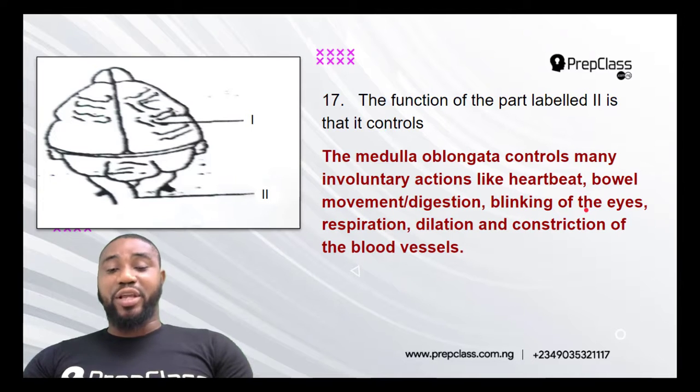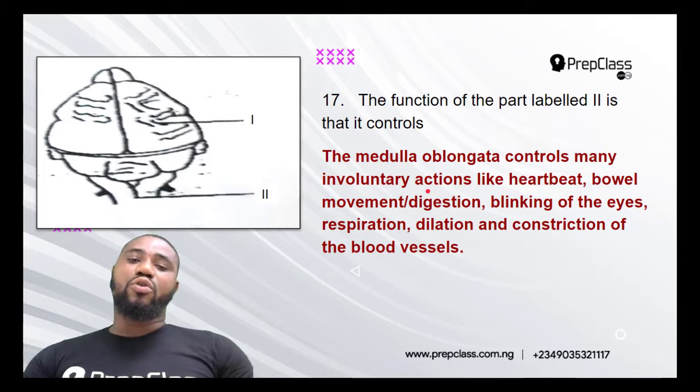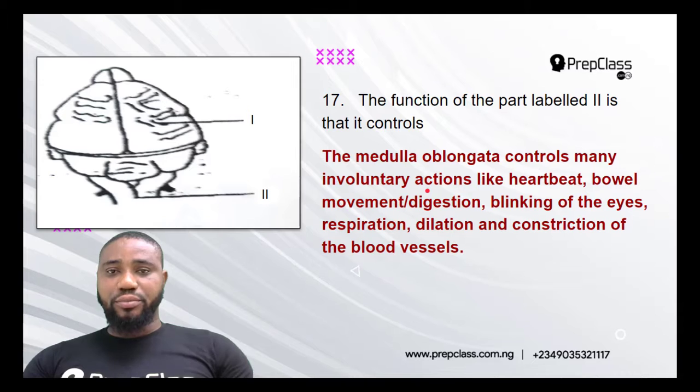But in some cases, blinking of the eyes naturally is controlled by the medulla oblongata. Respiration, your breathing in and breathing out, is controlled by the medulla oblongata. Dilation and constriction of the blood vessels, as blood is flowing through your arteries, veins, and capillaries, those processes are controlled by the medulla oblongata because they are involuntary actions.